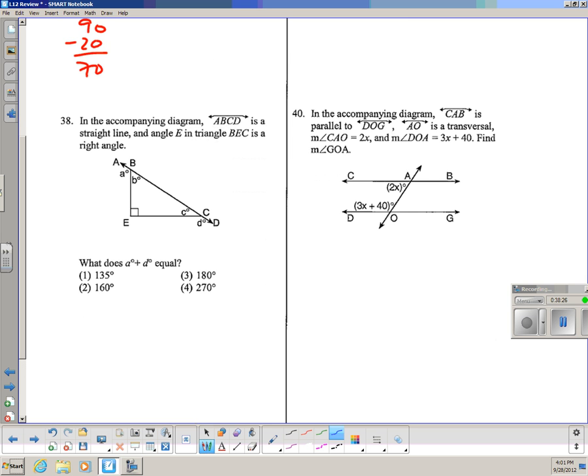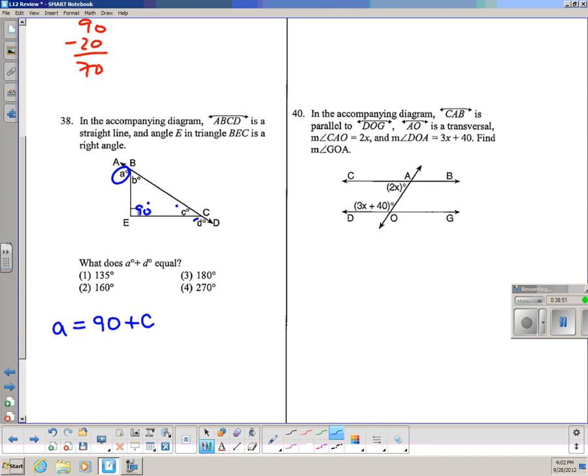Number 38 is a lovely question. It says in the accompanying diagram, line ABCD is a straight line, and angle E in triangle BEC is a right angle. It says, what does A plus D equal? Well, a couple ways to answer this. Angle A is an exterior angle, and so we know the remote interiors add up to it. So A is equal to 90 plus C.